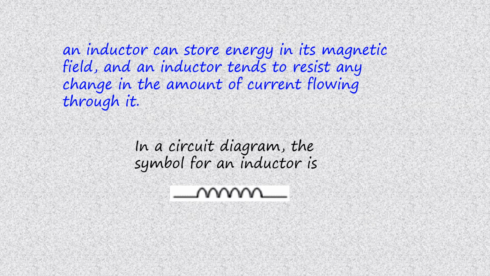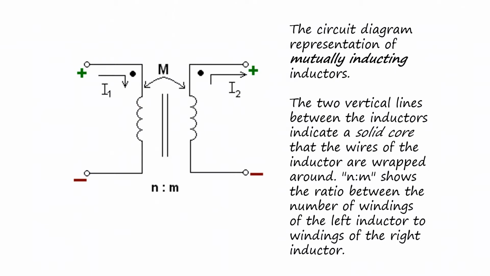In a circuit diagram, the symbol for an inductor is shown below. This is a circuit diagram representation of mutually inducting inductors. The two vertical lines between the inductors indicate a solid core that the wires of the inductor are wrapped around. Nm shows the ratio between the number of windings of the left inductor to the windings of the right inductor.